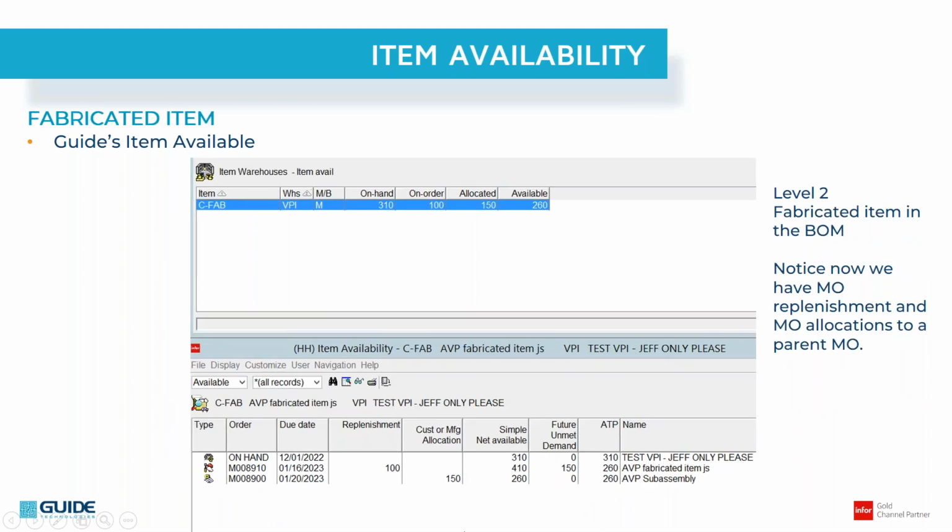Same thing with the fabricated item. I've got two manufacturing orders here coming into play. One with the replenishment, one with customer allocations. Same idea. Net out.